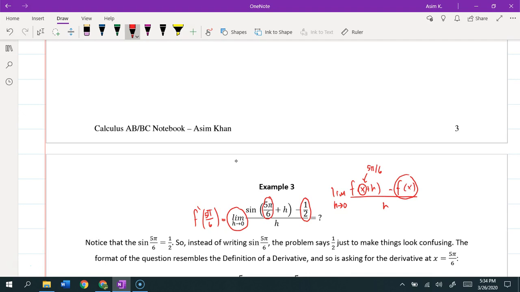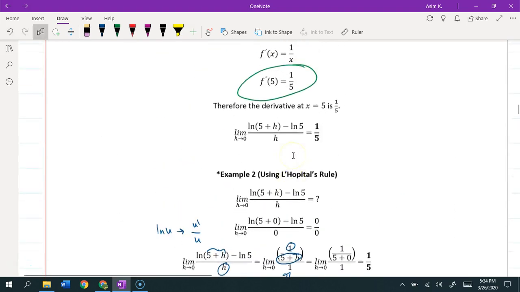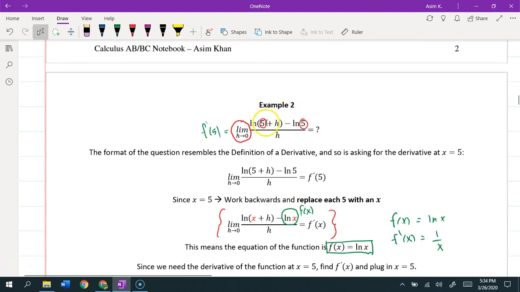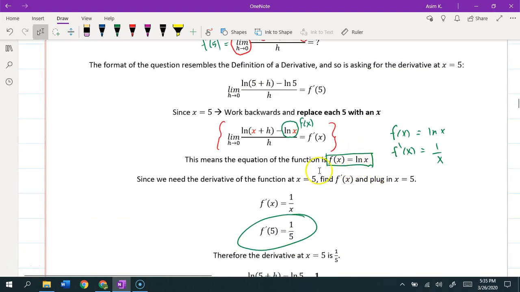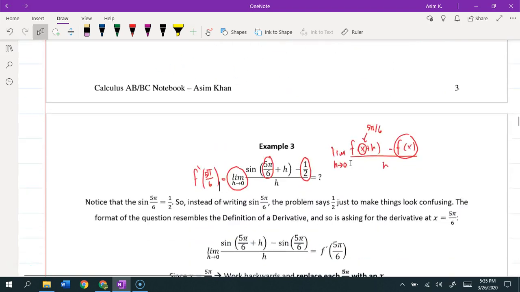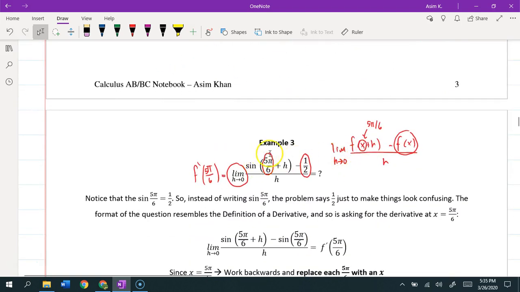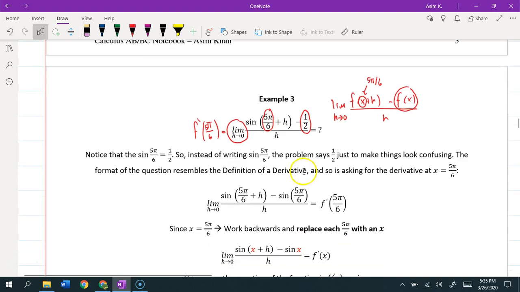Now, when you come to replacing, you might not get it just yet, but take a look at those two previous problems. Look, this one said a natural log of 5 plus h minus the natural log of 5. f of x plus h minus f of x. This one said 2 plus h cubed minus 2 cubed. So x plus h cubed minus x cubed. In other words, we knew that the function here was x cubed. We knew that the function here was natural log x. So the function here is not as clear because it says the sine of 5 pi over 6 plus h, but then it says minus a half. So if you put the pieces together, you realize, wait a minute, that must have been the sine of 5 pi over 6.